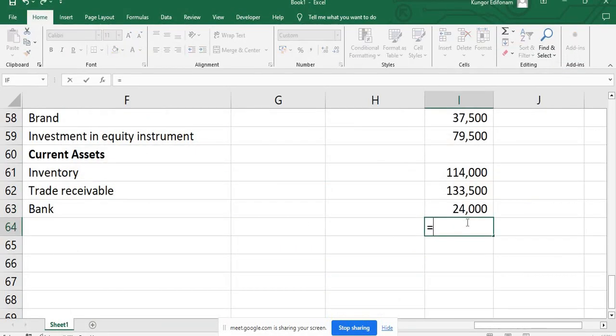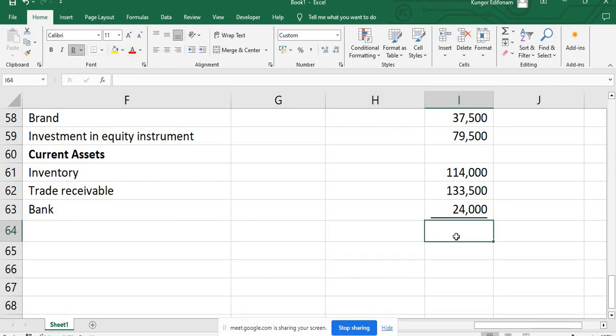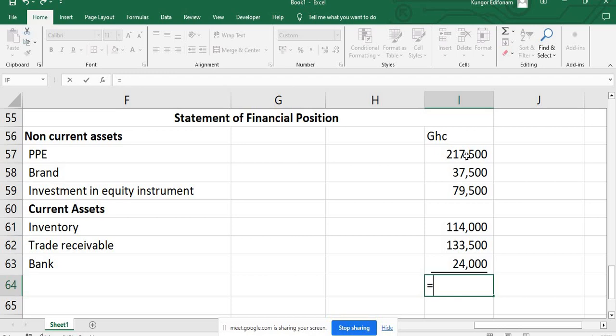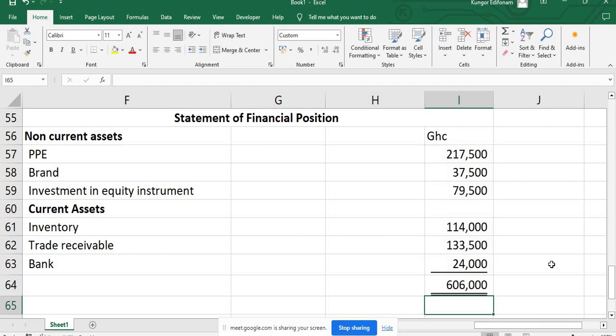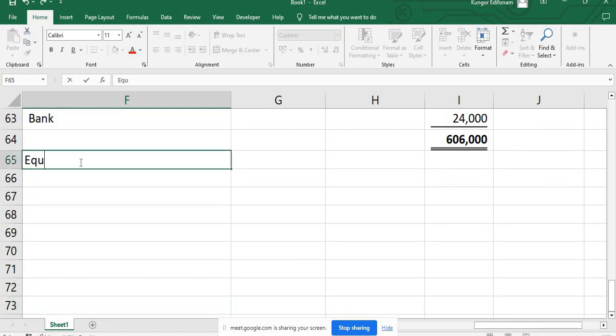So let's find the total. We are adding all these, and the sum of all these gives us 606,000. Alright. So these are assets, non-current assets and non-current liability. So now let's go to the equity side. The equity, we start with the stated capital.